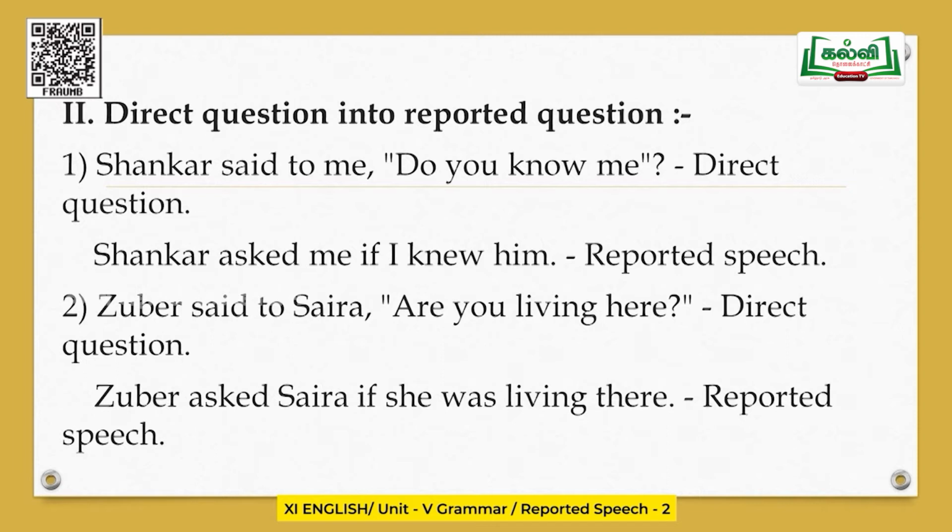The second example, shall we go to the next one? Are you ready? Okay, very good. Subir said to Saira, are you living here? So here again you have the speaker as well as the listener. So Subir asked Saira. Conjunction if or whether also you can write.